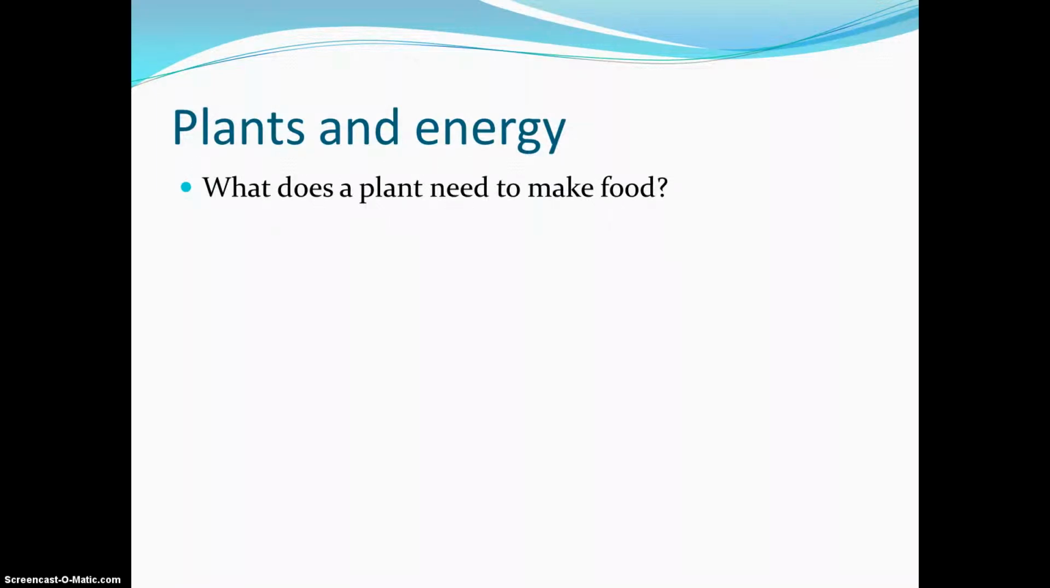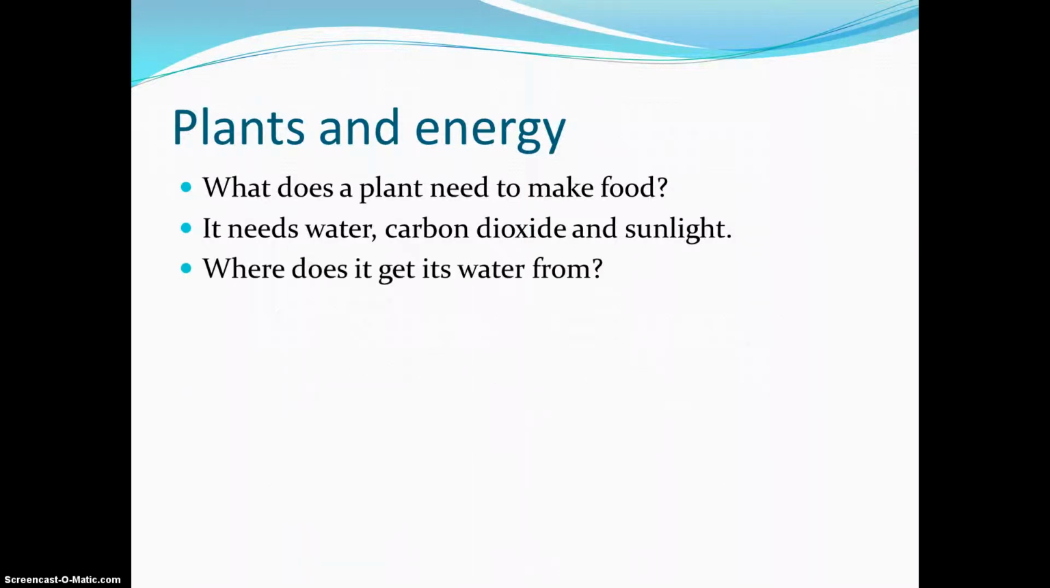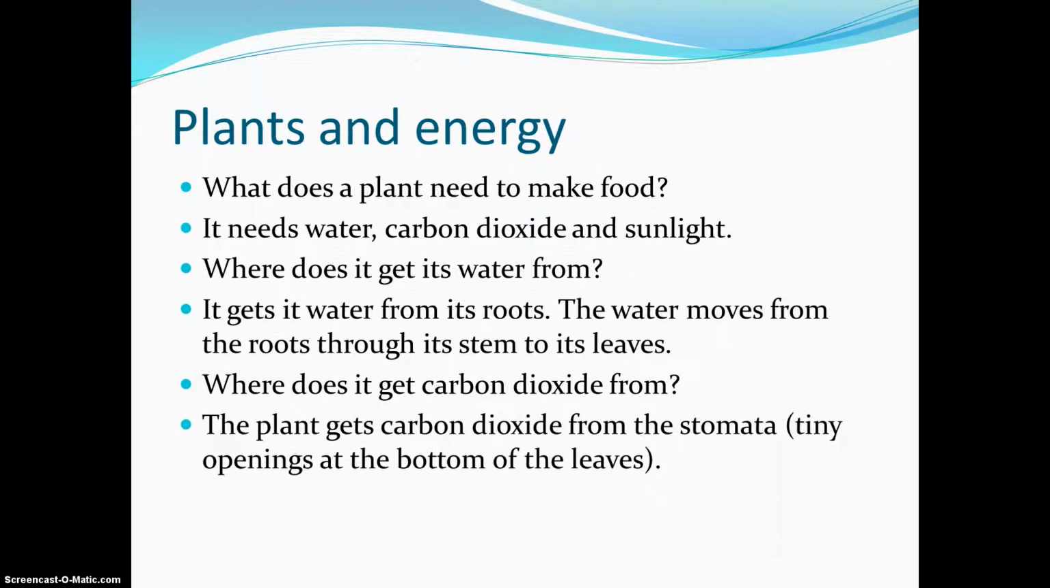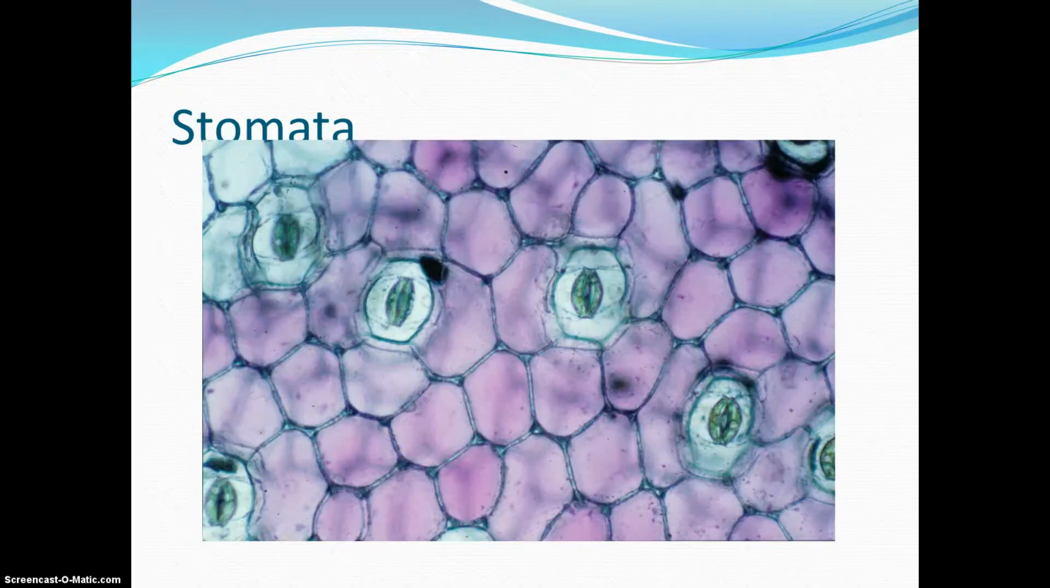What does a plant need to make food? It needs water, carbon dioxide, and sunlight. Where does it get its water from? It gets its water from its roots. The water moves from the roots through its stem to its leaves. Where does it get carbon dioxide from? The plant gets carbon dioxide from the stomata, which are tiny openings at the bottom of the leaves. This is what the stomata looks like.